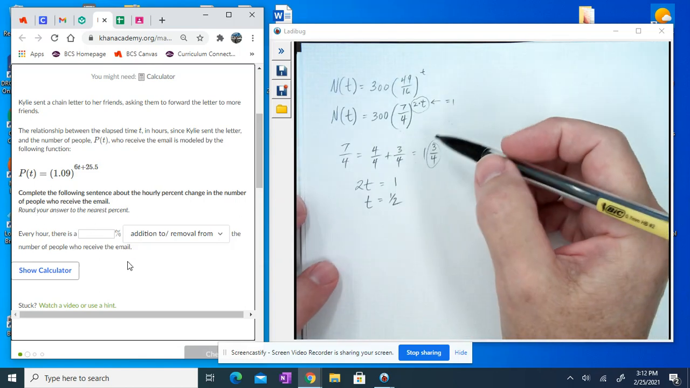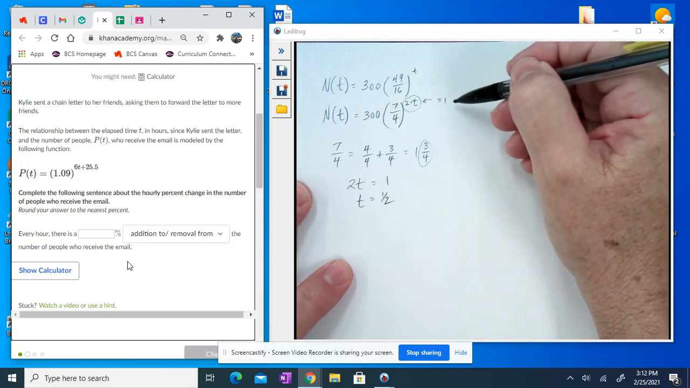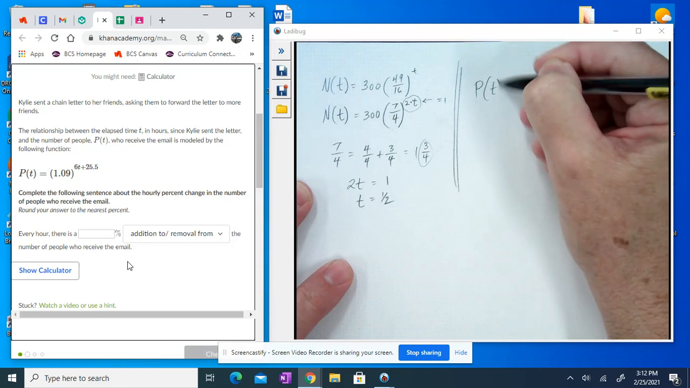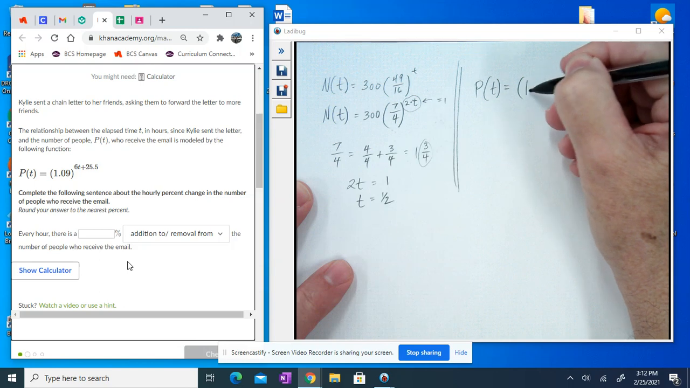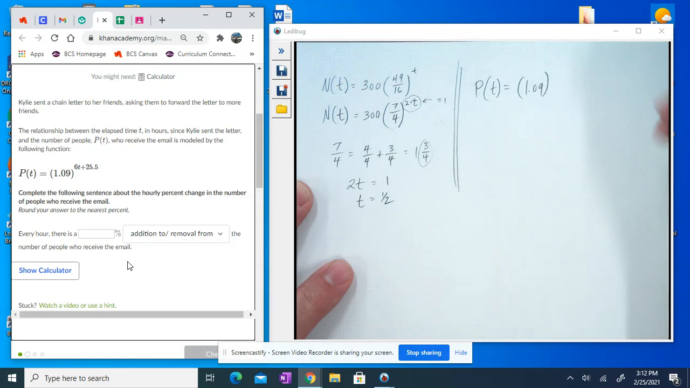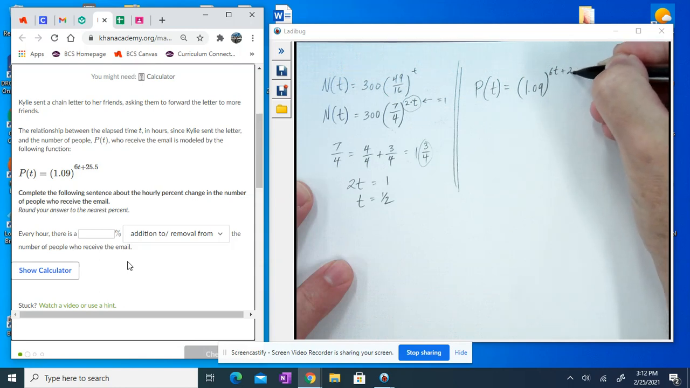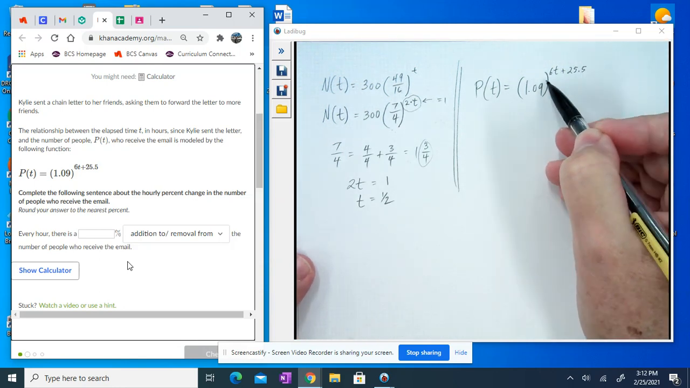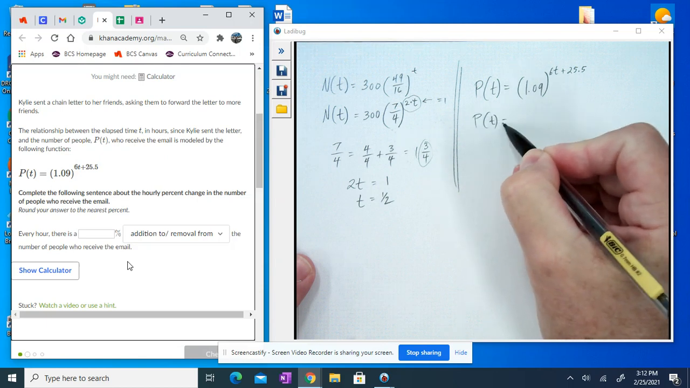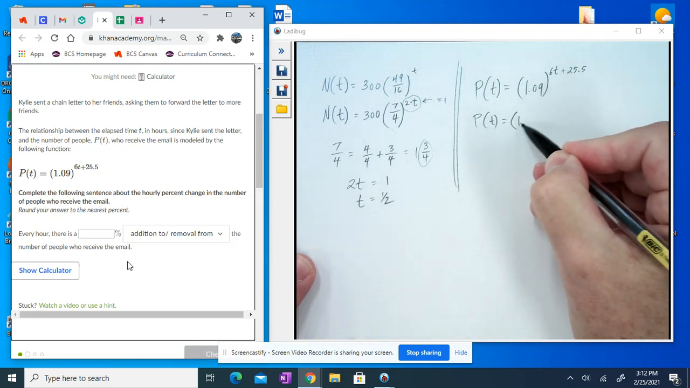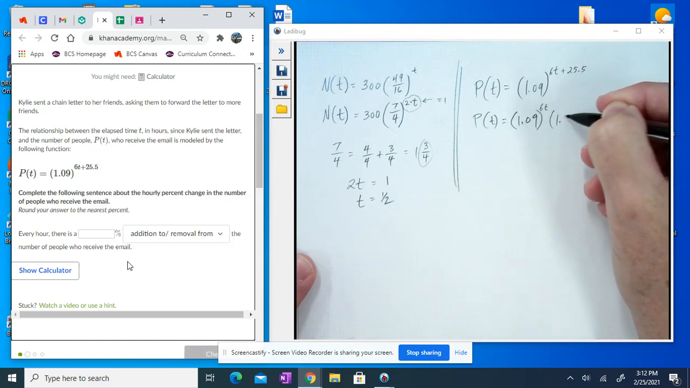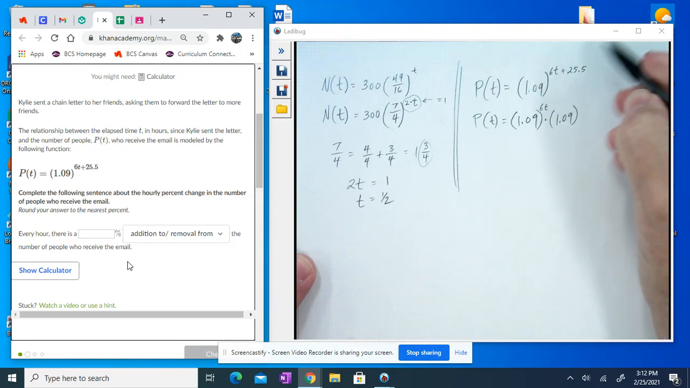Okay, so in this situation, let's do it over here. Got a linear exponent, right? So P of t equals 1.09 raised to the 6t plus 25.5. Now, whenever you have a linear exponent like this, you can break this up into two terms. So this could be 1.09 raised to the 6t, times 1.09 raised to the 25.5.